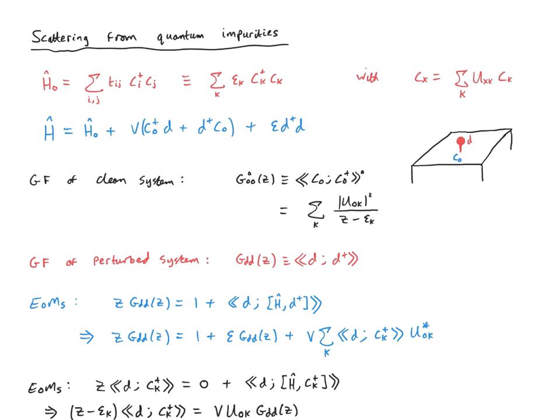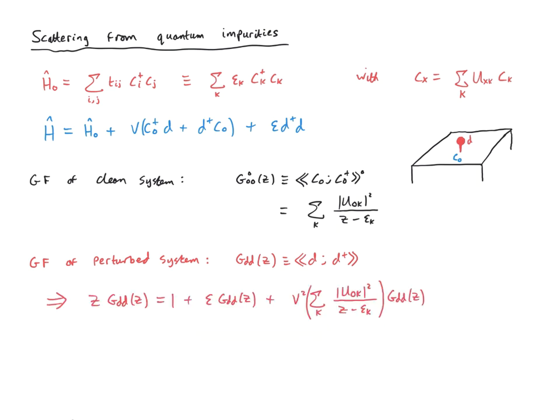Specifically, we can write that z minus epsilon k times the correlator D Ck dagger is equal to V times the coefficient U0k times the impurity Green's function GDD. We can now substitute this back into our original equation of motion for the impurity Green's function to eliminate this unwanted correlator. We then obtain the following expression for GDD. Notice in particular here that we see a quantity appearing that we calculated previously. This object is nothing other than the local Green's function of the C electrons at the impurity position in the clean system.